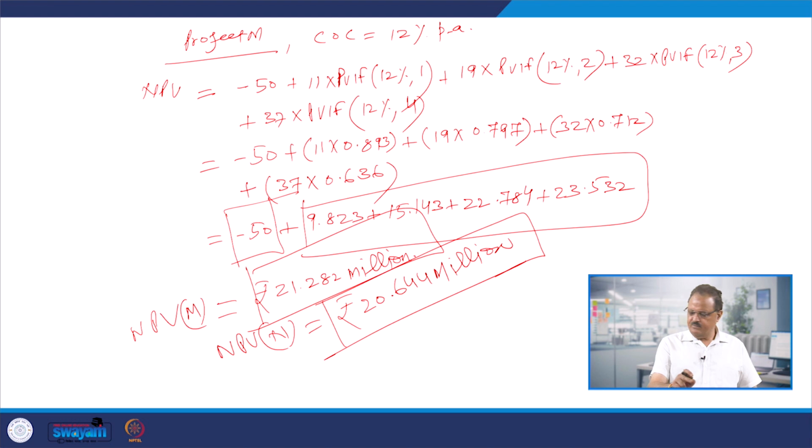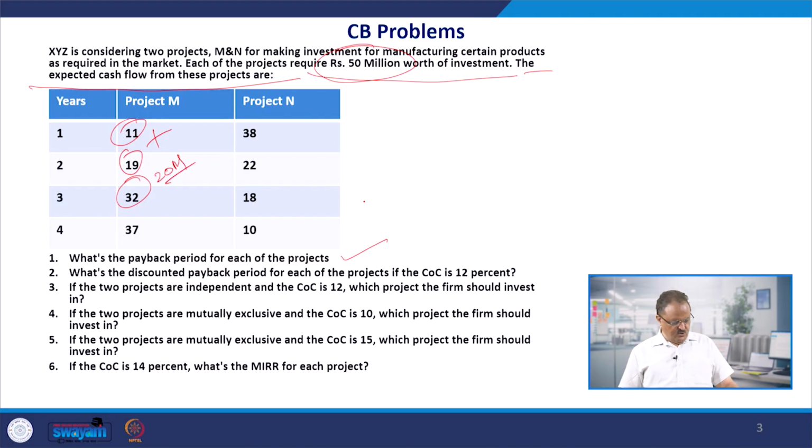Now, let us see what is the next requirement. The next requirement in this issue was that if the two projects are mutually exclusive, meaning only one can be taken and both cannot be taken, when the discount rate is 10 or the discount rate is 15. So, you are given two discount rates here, 10 and 15, and in both the cases the projects are mutually exclusive. So, in this case you have to follow the same process.